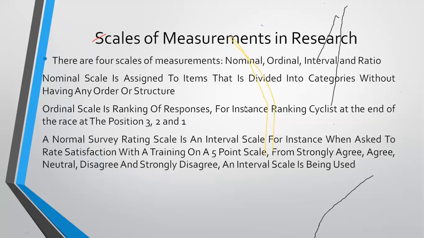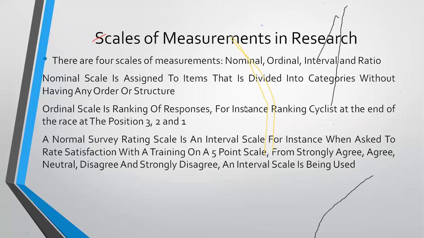Scales of measurement. What is measurement itself? Measurement is the process of applying numbers to objects according to a set of rules. There should be a set of rules. So you now apply numbers to the objects according to it. It is usually the analysts that make use of all these scales of measurement. And there are 4 scales of measurement. We have the nominal scale, the ordinal scale, the interval scale, and the ratio scale.